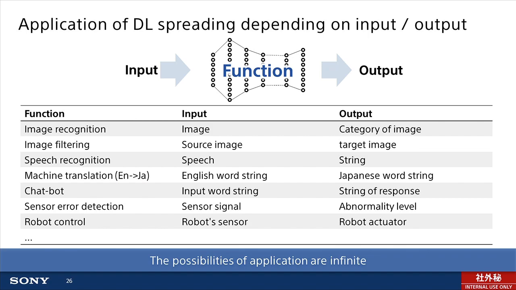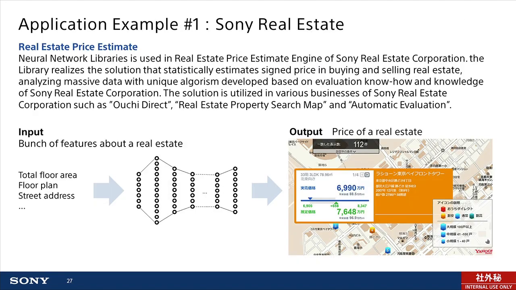And you can apply this deep learning to various kinds of technologies, just by changing input and output. If you take an image as an input, and a category of the image as output, it becomes an image recognition technology. And if you take, for instance, English word strings as input, and Japanese word strings as output, it becomes machine translation technology. So actually, deep learning is a very general purpose technology. You can apply this tool to various kinds of tasks, so the possibilities are infinite.